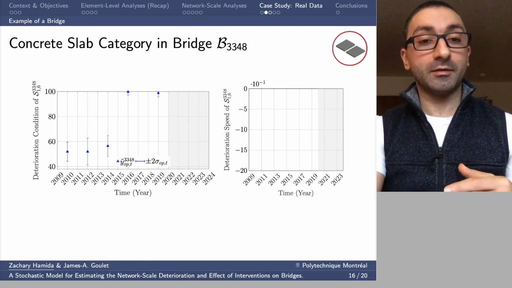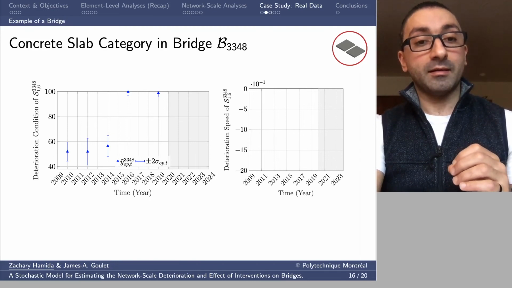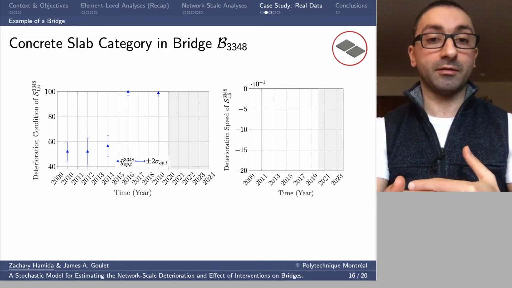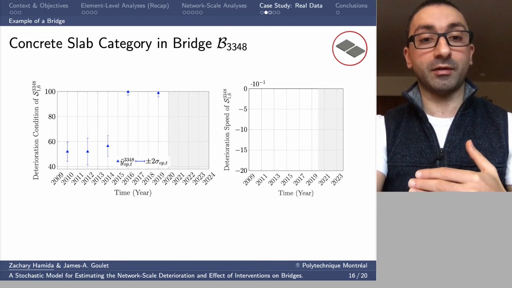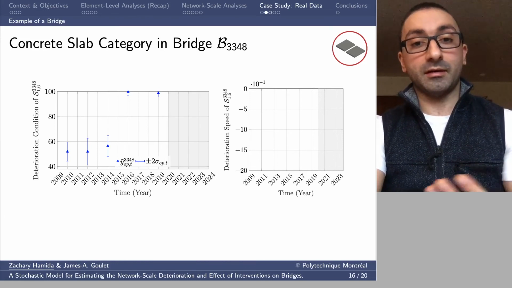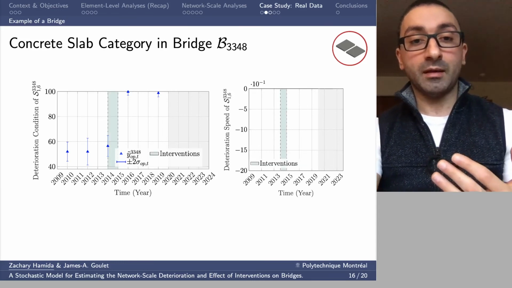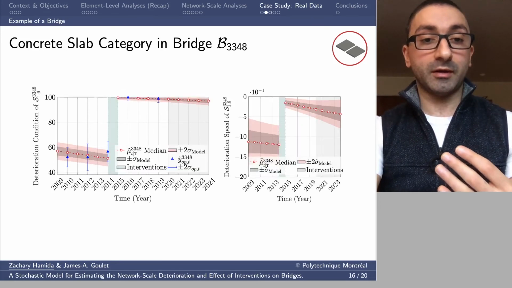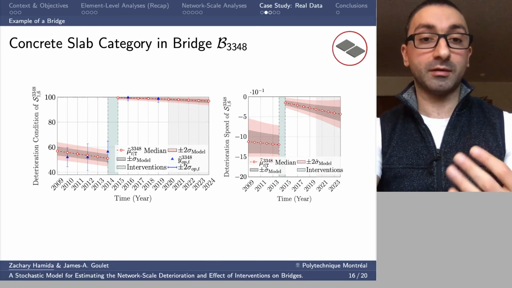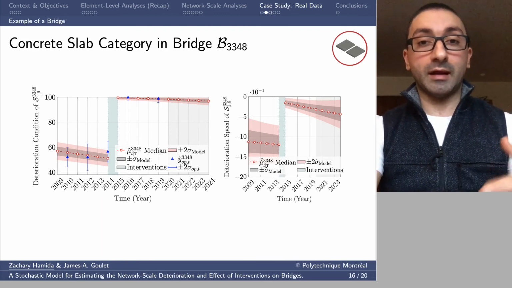The inspection data here are reported by the blue triangle with the uncertainty. So this is really an aggregation of all the observations performed on the elements within this category. That's why it's represented by a triangle measure. And as we see for this category example, we actually have an intervention. That intervention took place in 2015. The deterioration model estimate is represented by the red dashed line, and the confidence interval, as we see here, for both the condition and the speed. So that's for one category.